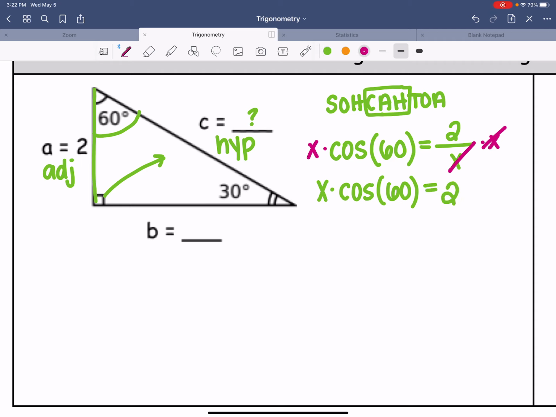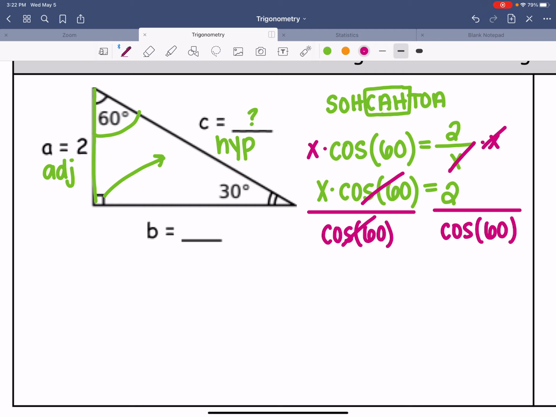Now we still want to get x by itself, so we need to move the cosine of 60 by dividing it on both sides. So we're going to divide by cosine 60 on each side. Cosine 60 over cosine 60 is 1, so they cancel. And our final solution is x equals 2 over the cosine of 60.